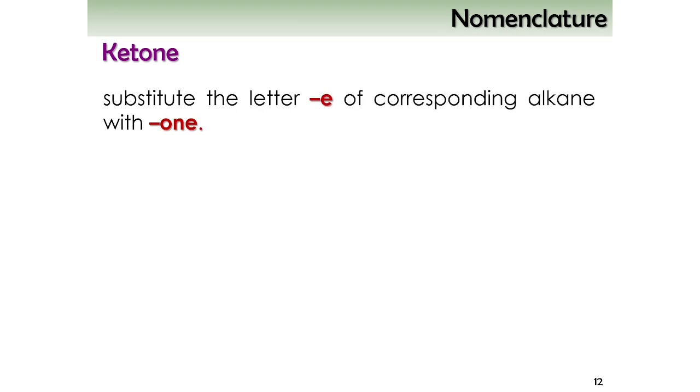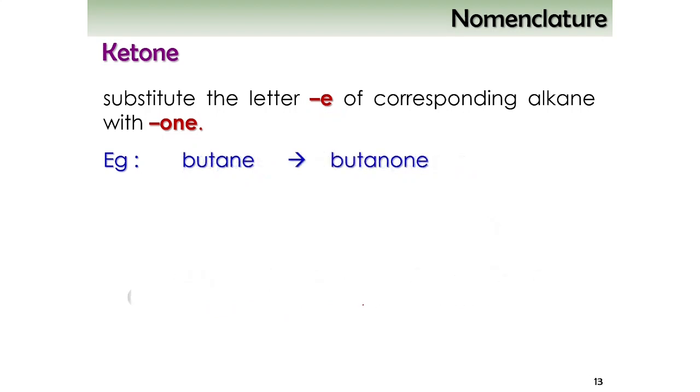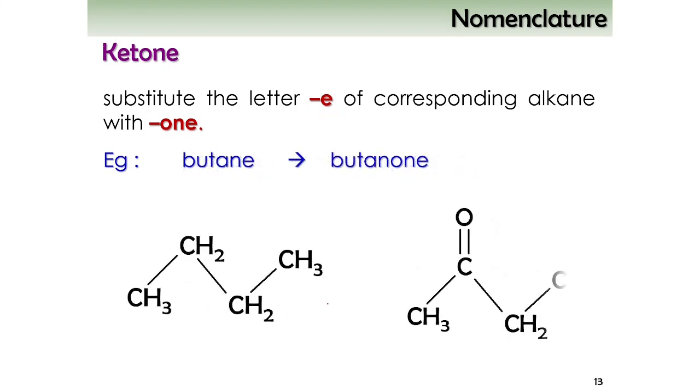Okay, next one, ketone. The other isomer for aldehyde is ketone. The difference is you change the E with O-N-E. For example, propane becomes propanone. Okay, so this is propane, propanone. Butane, butanone. The same 4 carbon.